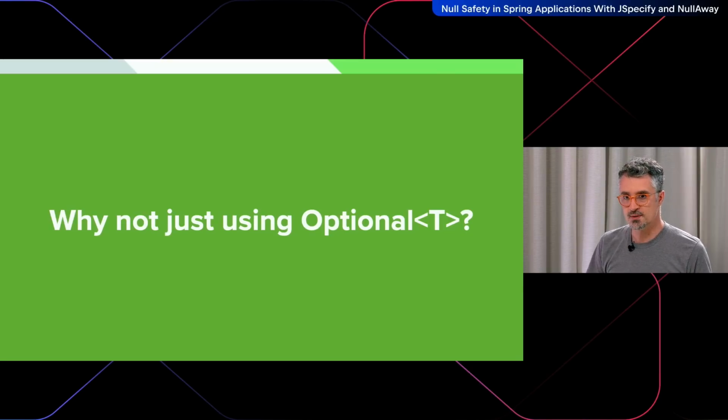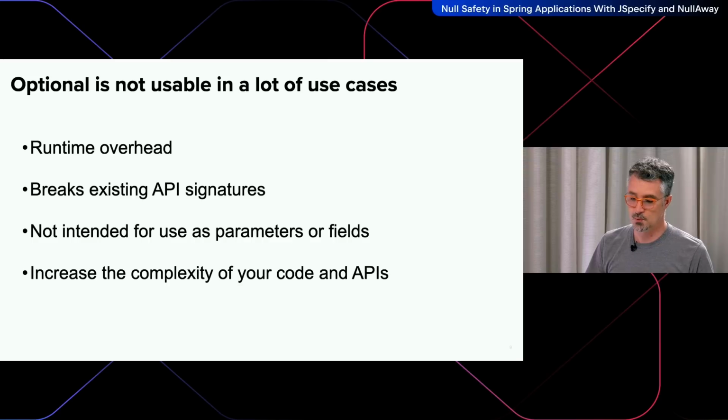So when I present those null safety annotations, I usually get two big questions. The first one is, okay, why not just use Optional of T? Because Optional is part of the JDK, it's been here for quite a long time, it's designed to deal with the absence of value, so hey, this is super idiomatic. You are trying to do something that is already supported.